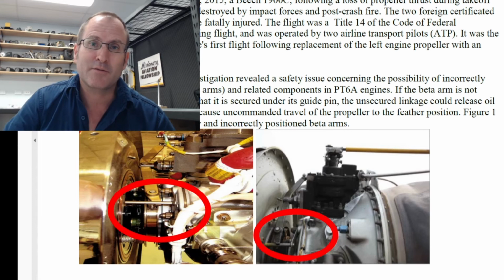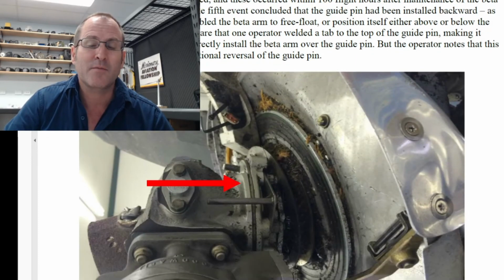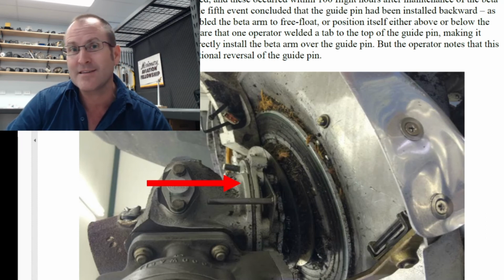Now, the next thing which is interesting is another occurrence, which is on the next picture down, which shows the guide pin arm installed completely backwards. Now, in this scenario, if you came along to install the carbon block beta feedback arm, you may not even know that it goes under the guide pin because the pin is installed backwards.